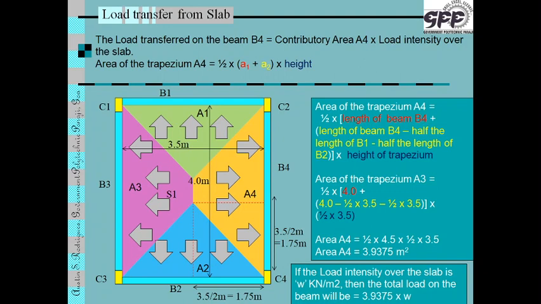Similarly, the load transfer on the beam B4 would be half into the length of the beam B4, which we are considering as 4 meters over here, which is the clear span, and that's the length of the trapezium one side A1, then plus length of the beam B4 minus half the length of B1 minus half the length of B2 multiplied by height of trapezium.